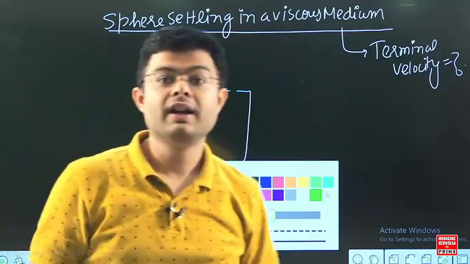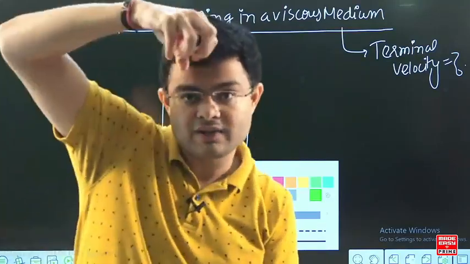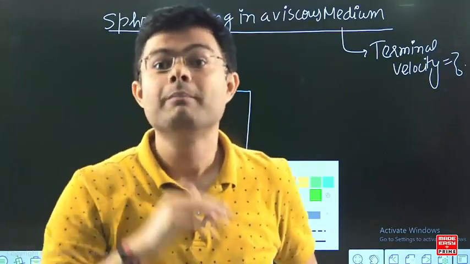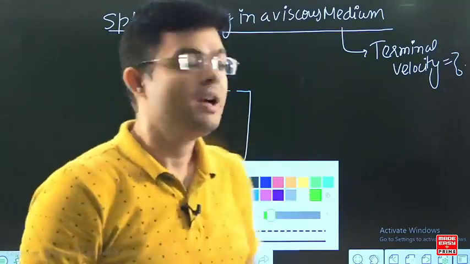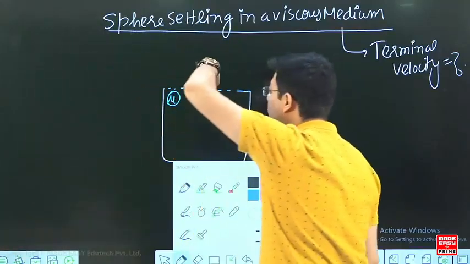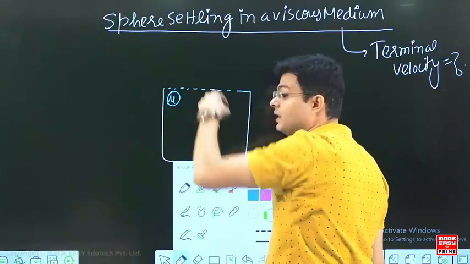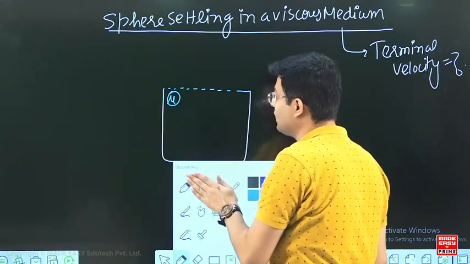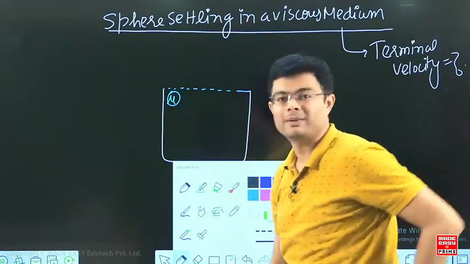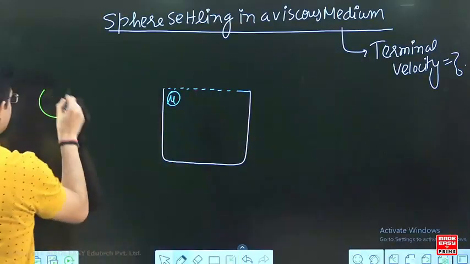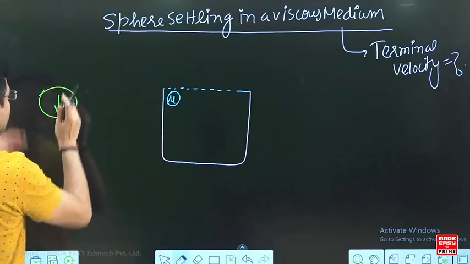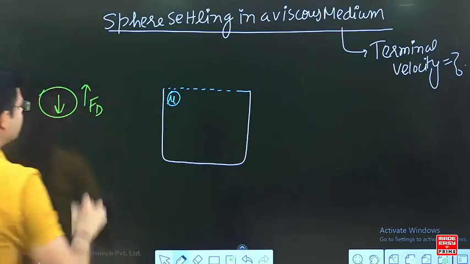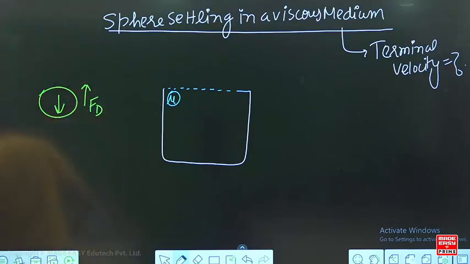What will happen? At the starting, as soon as you drop this ball, the ball will accelerate, because the forces are unbalanced over the ball. Why are the forces unbalanced? Because the weight of the ball is larger than the drag which is acting initially over the ball. So weight is acting downward. If the sphere is moving downward, then the drag is a force opposite to the motion. Drag over the spherical ball will act in the opposite direction.